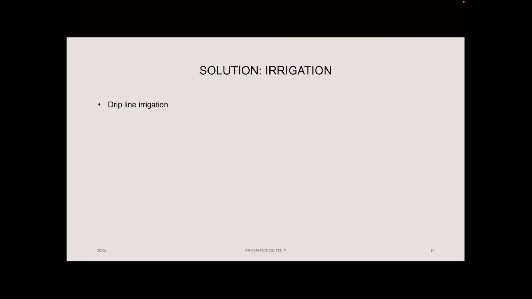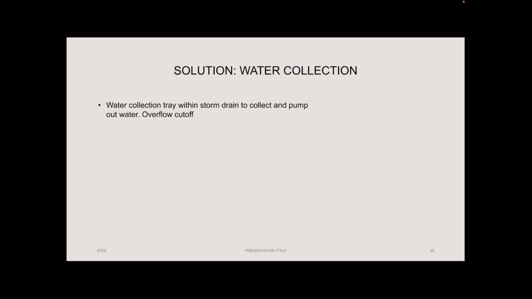Basically, how this works is the water is regulated from the cistern at a 25 psi pressure and is fed through multiple point source emitters, which are spaced apart to serve the plants with water. That's our solution, and this meets and satisfies all our constraints. For water collection, we have a little tray within the storm drain to collect and pump out water. We also have an overflow cutout because again, we don't want to disrupt the natural water flow.